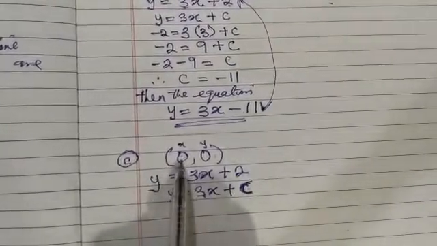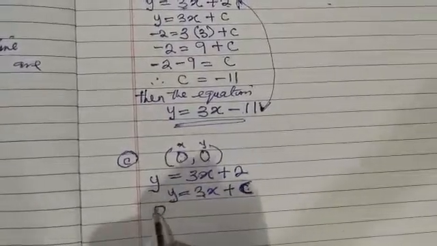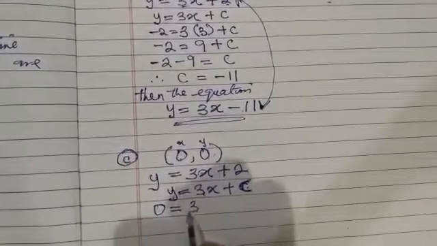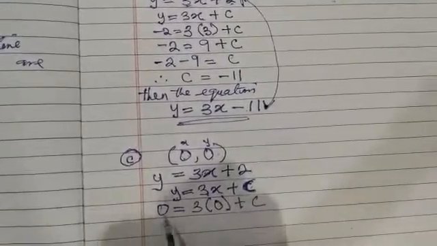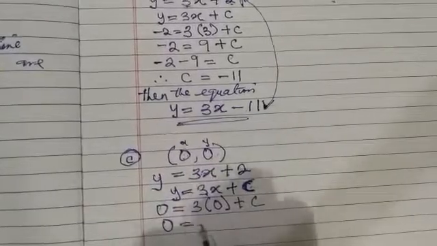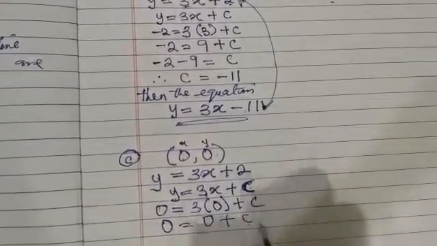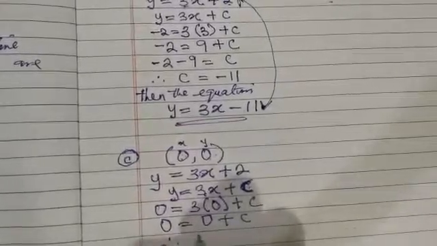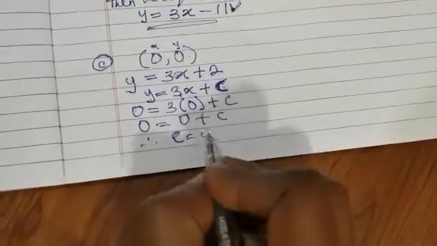So if my x is 0, my y is 0, that means I have 0 equals 3 times 0 plus c. Are you seeing it? Therefore, my c is 0.